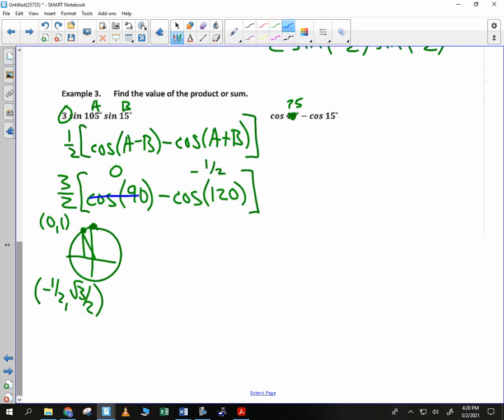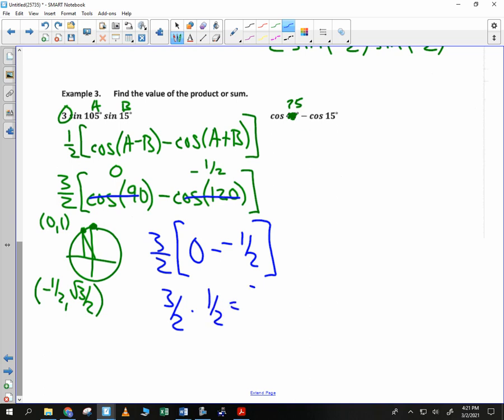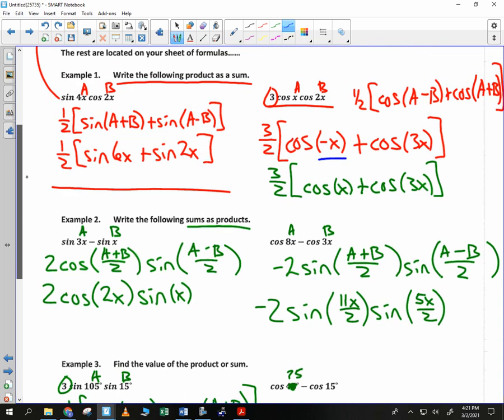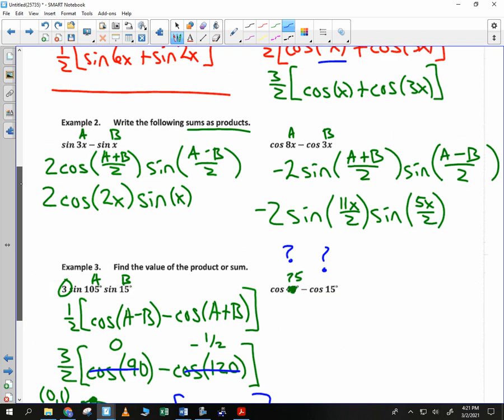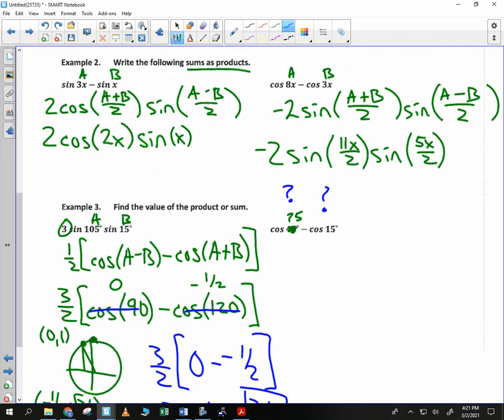So as I write this out, notice what I get. I get 3/2 times 0 minus -1/2. Or 3/2 times 1/2, which is 3/4. That's your result. Okay, so the previous ones we had expressions. We had like 4x, x, 3x, 2x. Here we got actual numerical values, so we found the exact value. So cosine of 75, I don't know what that is, and cosine of 15, I don't know what that is. But do I have a formula for cosine minus cosine? Looks like it's straight from up here.